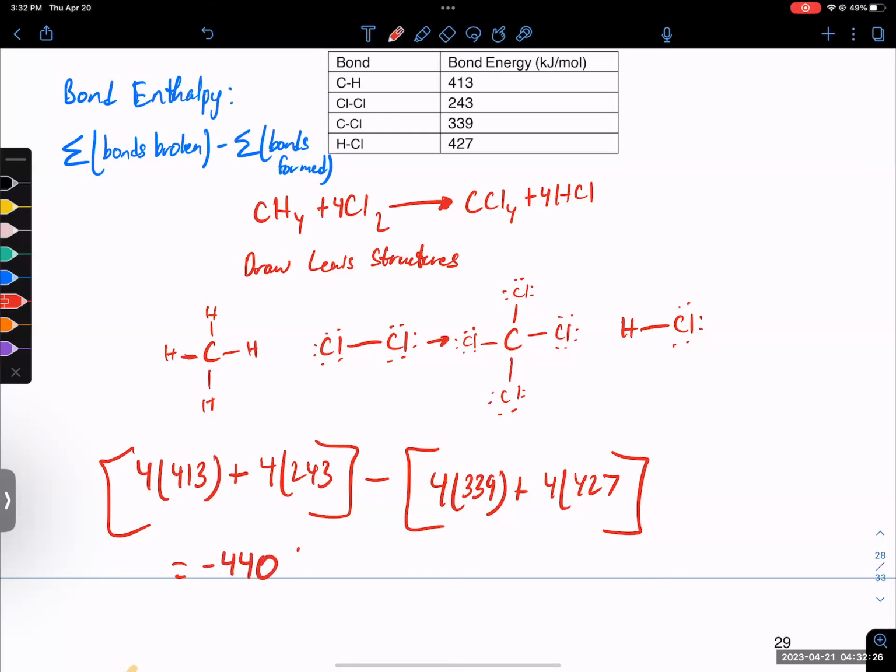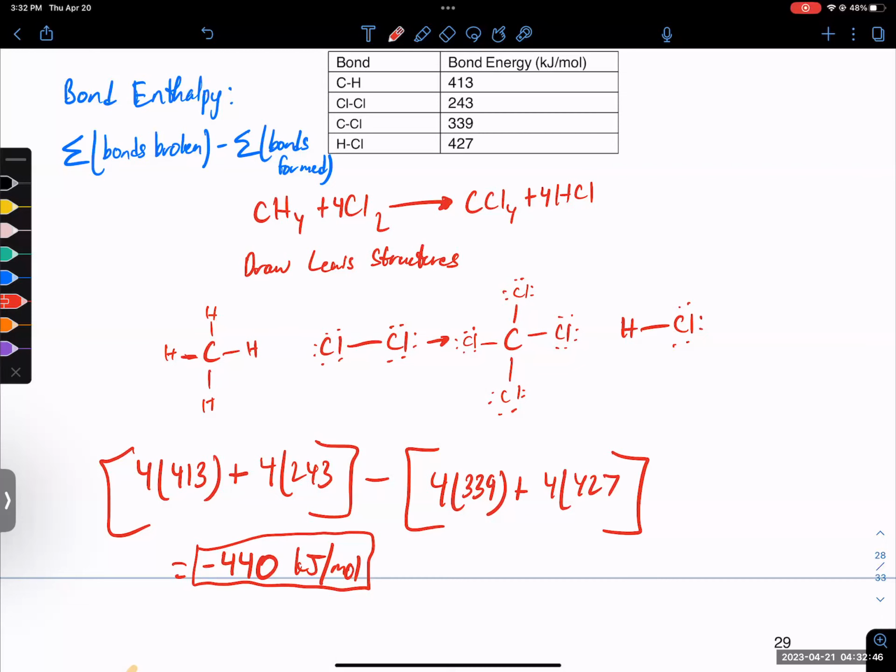Negative 440 kilojoules. All you have to do is factor out the 4 and then solve it out, but I forgot to do the minus side of it. Negative 440 kilojoules per mole. That's how you calculate delta H from bond enthalpy values.